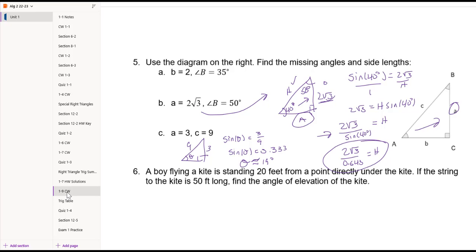which means that this angle up here would be the complement. So if this is 19, this one would be 71. So 90 minus theta equals 71 degrees. And you could find this third side here either by setting up a ratio or using the Pythagorean theorem.